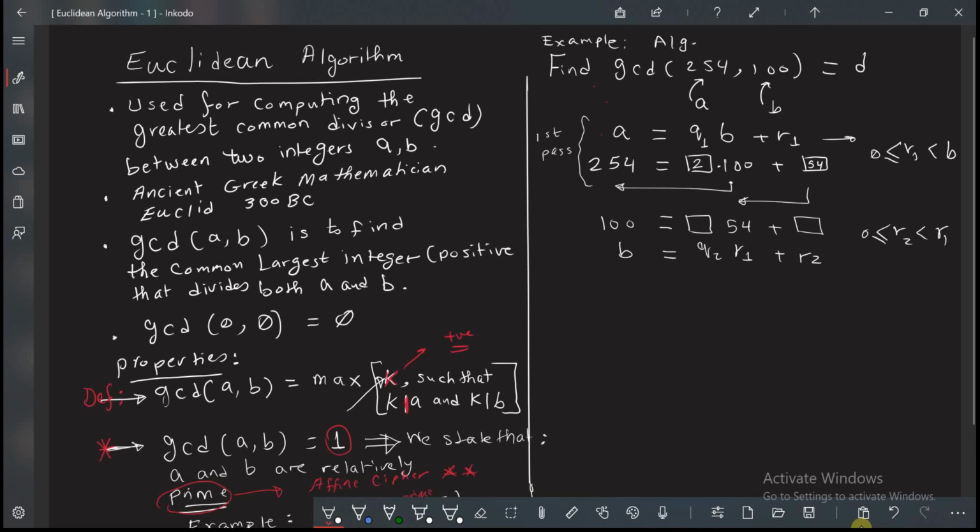So let's take a look. Let's try to solve those numbers. So 100 divided by 54, is it 2? No, it will be 108, so it is actually 1, so we can put 1 here. So what is the remainder? 1 times 54 is 54, so obviously the remainder is 46. And this is what we call the second pass, or the second iteration.